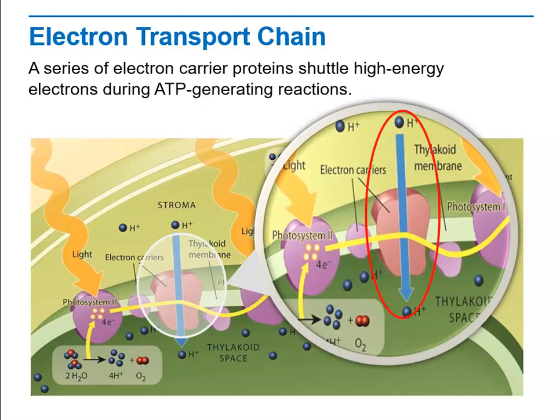At the end of the electron transport chain, the electrons themselves pass to a second photosystem called photosystem 1. It's here. So we have photosystem 2, then the electron transport chain. In the electron transport chain, we use some of that energy from those high energy electrons to pump hydrogen ions into the thylakoid space, and then we transfer those high energy electrons with the electron carriers to photosystem 1.